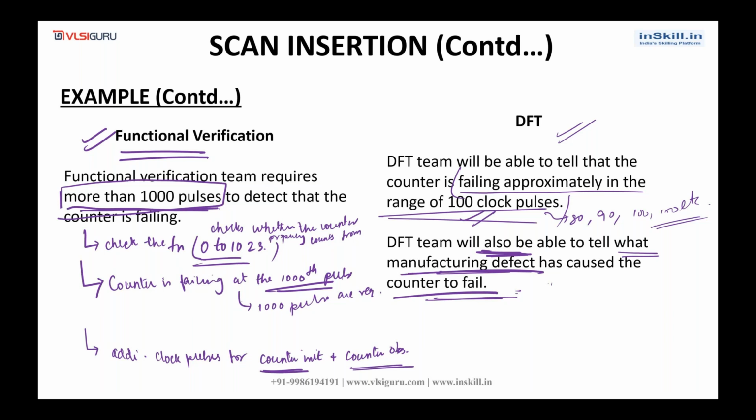Scan insertion means we will be replacing all the normal flops with scan flops, and doing the scan chain stitching. Why are we doing the scan chain stitching? So that we can easily control and observe our circuit. As we are able to control and observe our circuit, we can tell that our counter is failing in significantly fewer clock cycles. And the DFT team will also be able to tell what manufacturing defect has caused the counter to fail.